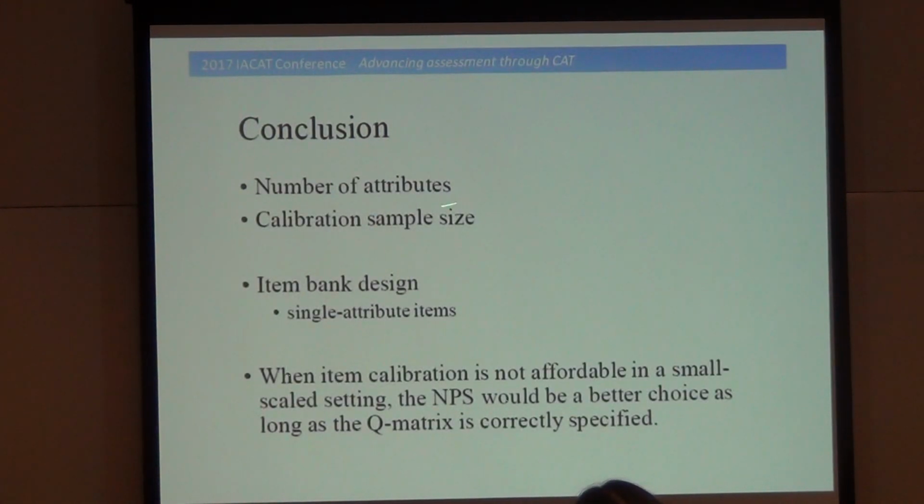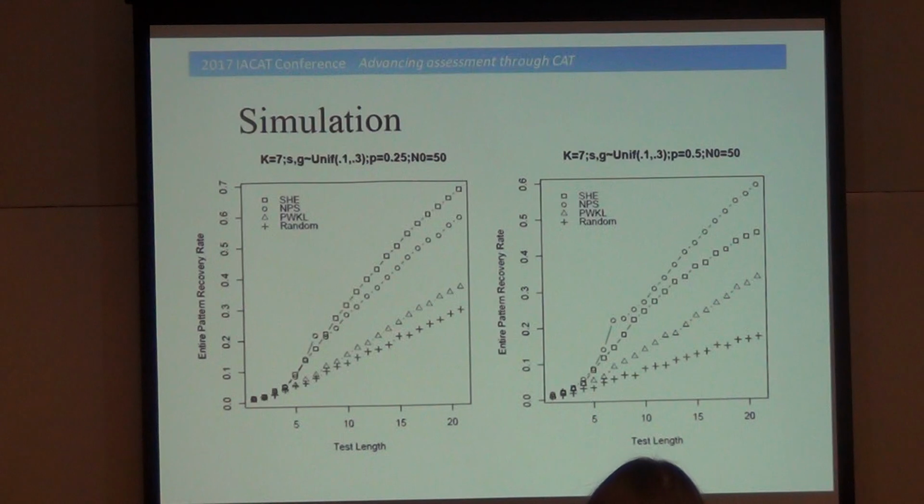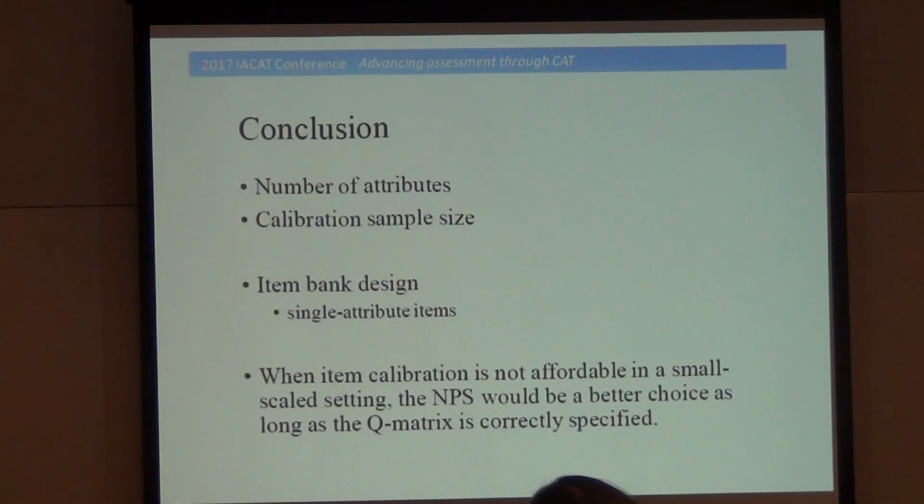So, we conclude that when the number of attributes is larger, the MPS performs relatively better than the parametric methods. And when the calibration sample size is smaller, the MPS would be a good choice. And there is an item bank design issue, because it's interesting, we found that the right side and both sides have different impact on the performance of these methods. So it's a question of our interest.